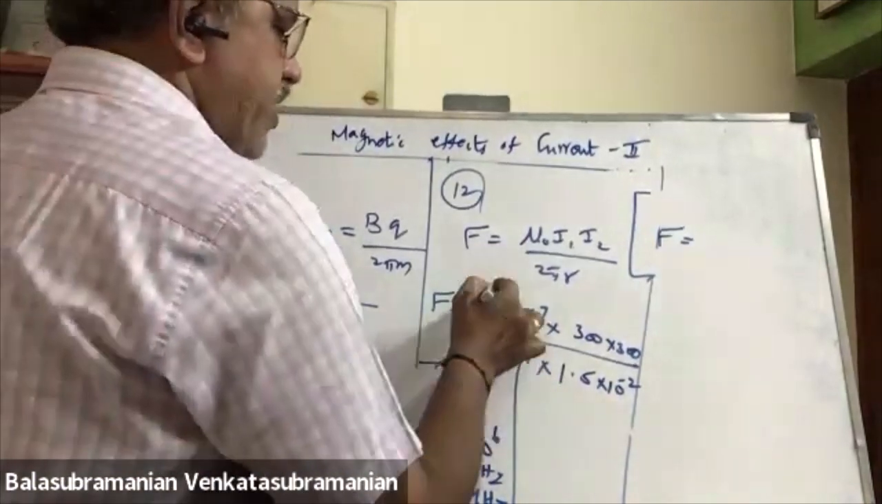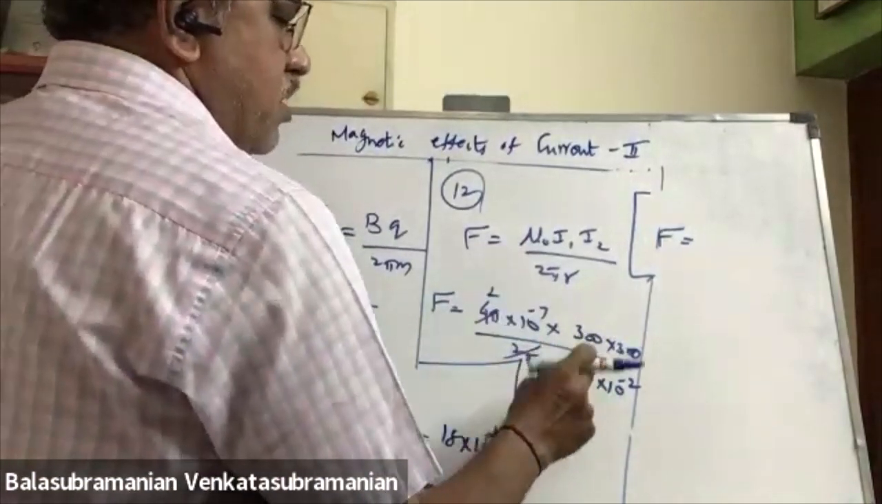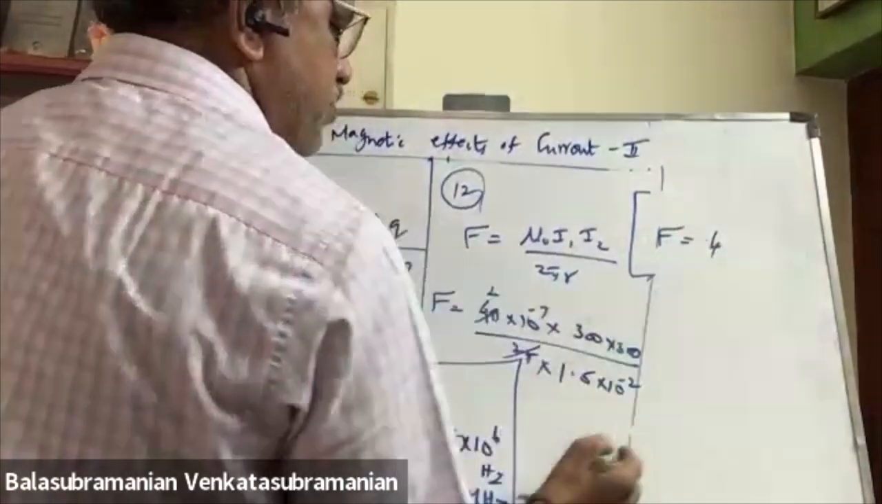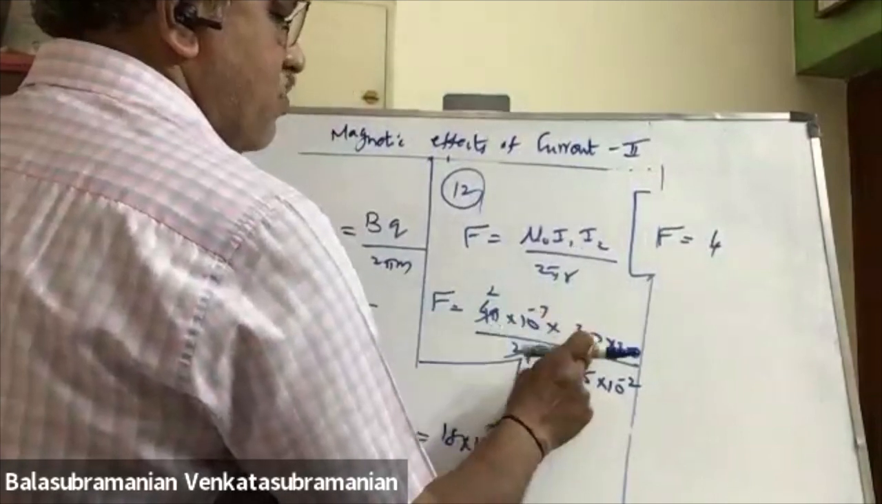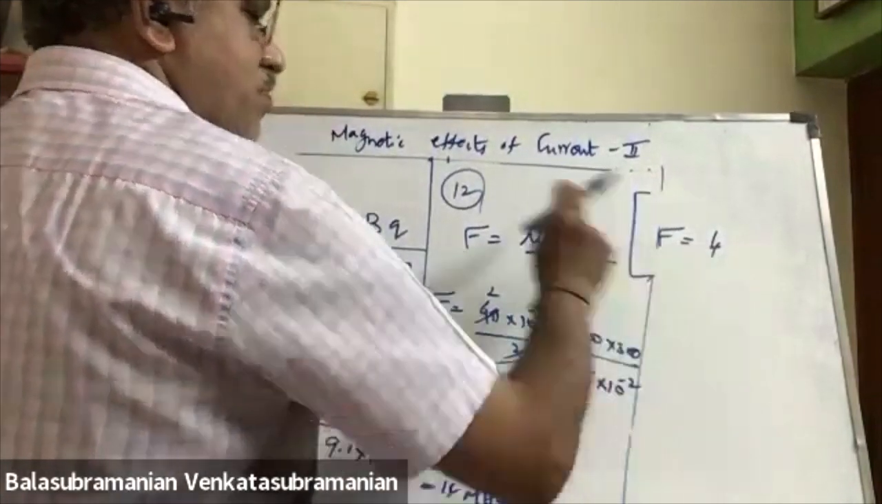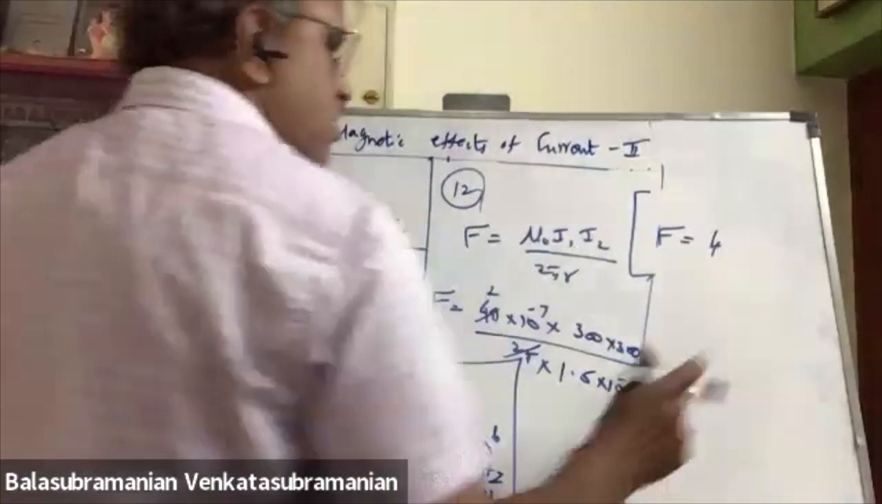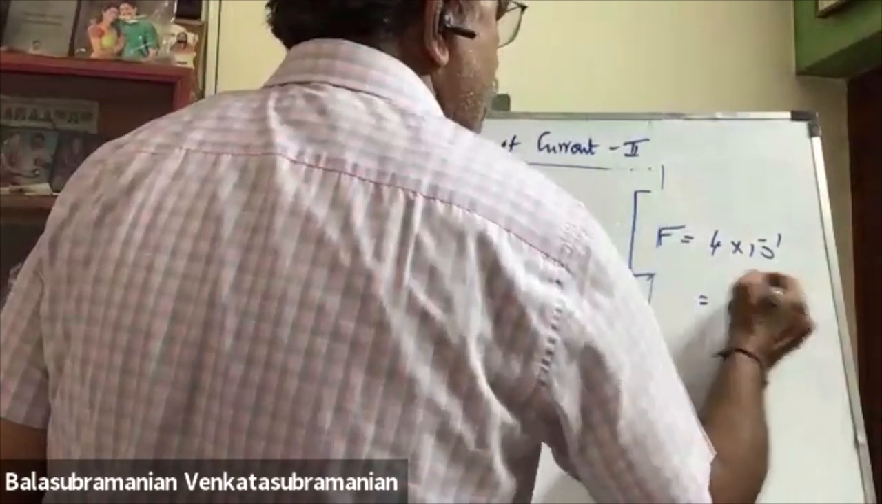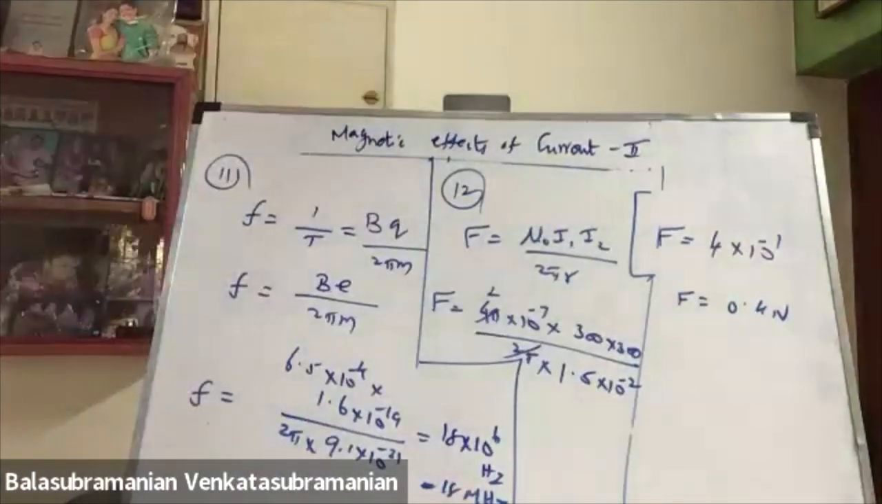So this is 2 times. 2.5 and 3 is 2 times. So 4, 10 power minus 7, minus 5, minus 3. This becomes plus 2. 10 power minus 1. 0.4 Newton.